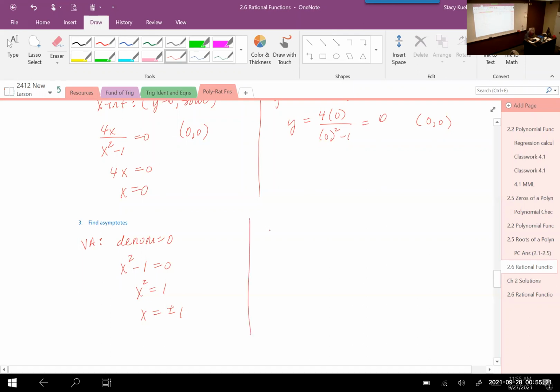Now I'm going to talk about my horizontal, oblique, or slant asymptotes. Remember, the function was 4x over x squared minus 1. Horizontal, oblique, or slant ones means we compare the degrees of the numerator to the denominator. What's the degree of the numerator? 1. What's the degree of the denominator? 2. So 1 is less than 2. We have a horizontal asymptote at y is equal to 0.